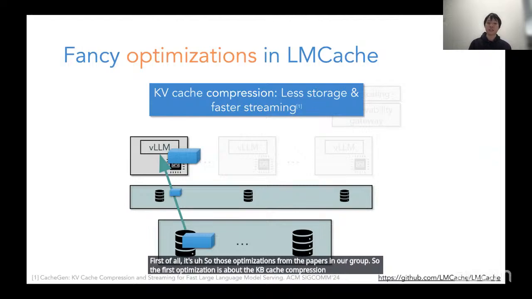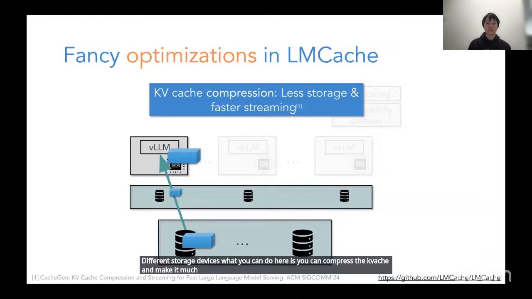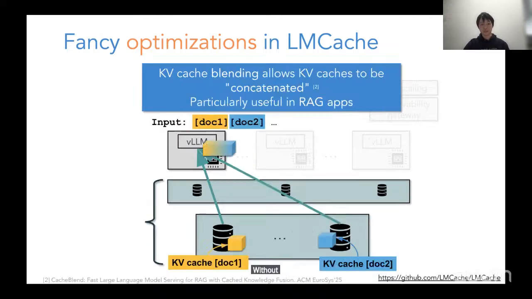Since the KV cache is large, it takes time to stream the KV cache around different storage devices. What you can do here is compress the KV cache and make it much smaller, and then deliver it. The KV cache delivery as well as the KV cache offloading and injection will be much faster than without compressing it.